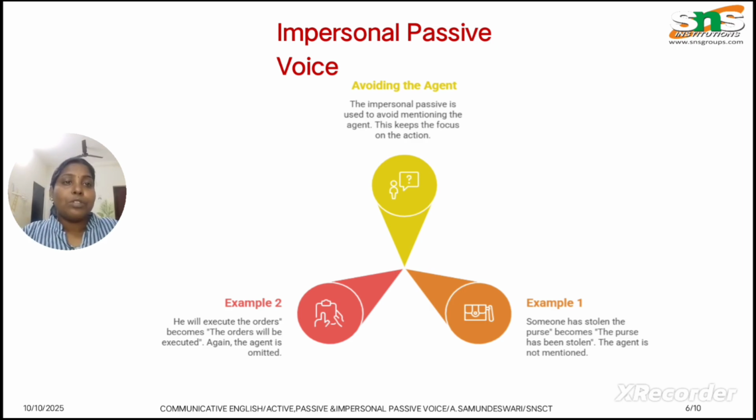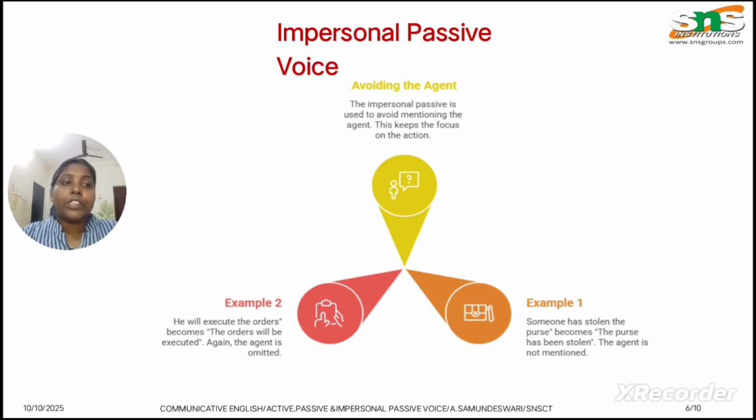Here we have a small example for impersonal passive voice. In this case, you can avoid mentioning the agent, who is the performer of an action, when it does not address a particular person deliberately. For instance, he will execute the orders becomes the orders will be executed. There is no need to mention the subject along with the sentence. Similarly, someone has stolen the purse, so that might be anyone; it is better to go with the purse has been stolen.